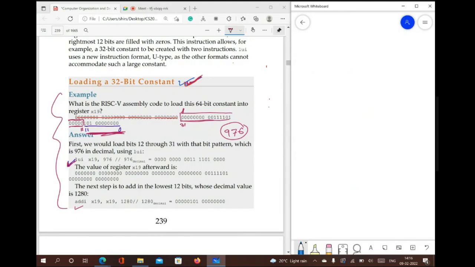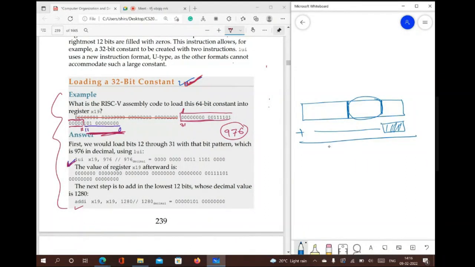But there is a small challenge here. When you go with the LUI instruction, LUI will load the values here, right? And then you need an addi instruction, which will add these values. Finally you are getting your complete 32-bit constant here, right?